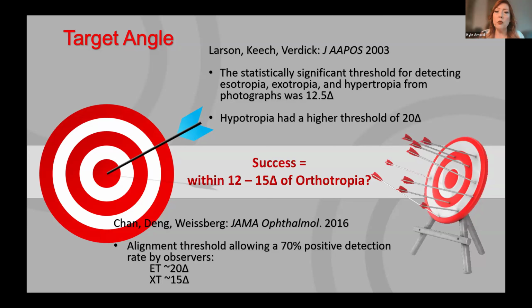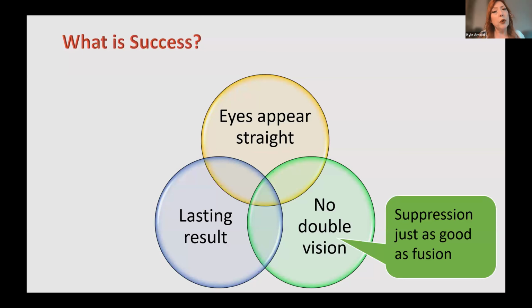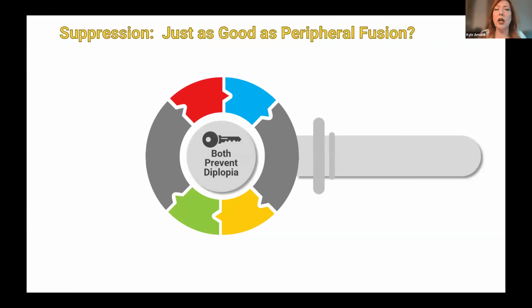So it's true that within 12 to 15 prism diopters of orthophoria or orthotropia might look normal to a parent or a patient, but probably not to the ophthalmologist or the orthoptist. What about suppression being just as good as fusion? I would argue that that's not the case.